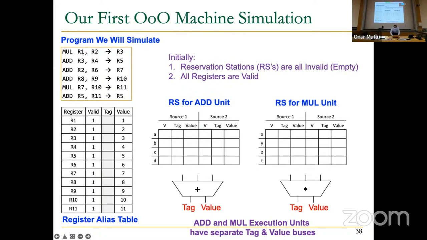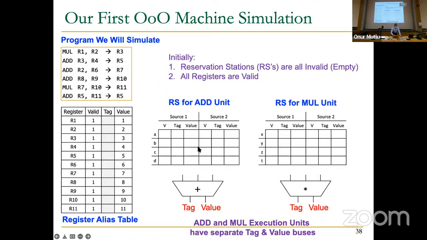Okay, let's get started. So if you recall, we're going to simulate our first out of order execution machine. That's going to be fun. It's always fun to simulate machines. It's easier to simulate pipeline machines, but it's a bit harder to simulate the out of order machine. So this is the program we will simulate. I've laid the groundwork.